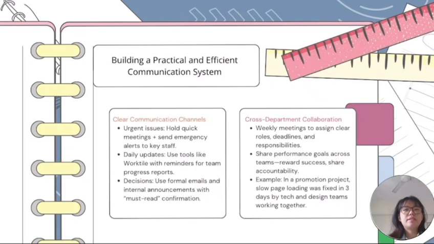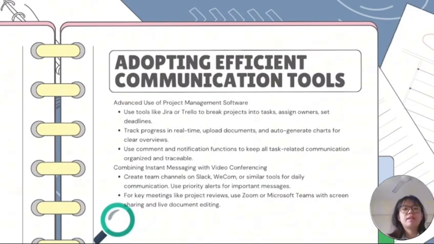The second part is cross-department collaboration. Weekly meetings to assign clear roles, deadlines, and responsibility. Share performance goals across teams, reward success, share accountability. Example: in a project, slow page loading was fixed in 3 days by the tech and design teams working together.